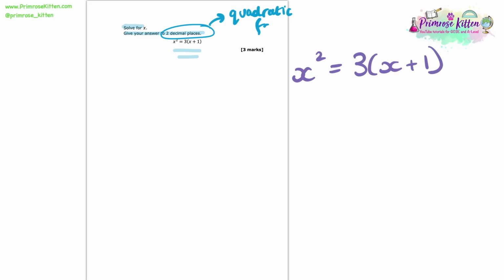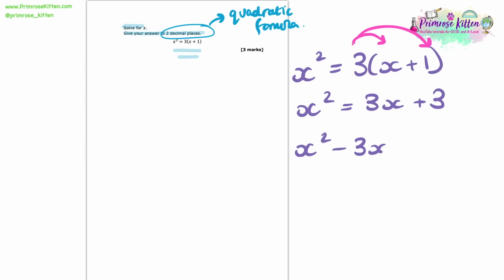And that's a top tip: if you ever have something that looks like a quadratic equation, but they want the answer to 2 decimal places, in all likelihood, you're going to have to use the quadratic formula. So let's get started with multiplying out this equation so that we can get it in the standard format that we need. So here we're going to have x squared is equal to 3 times x gives us 3x, plus 3 times 1 plus 3. I'm then going to rearrange this to get everything over onto the left-hand side so that it's equal to 0. So here we have x squared minus 3x minus 3 equals 0. So I've just subtracted both the 3x and the 3.